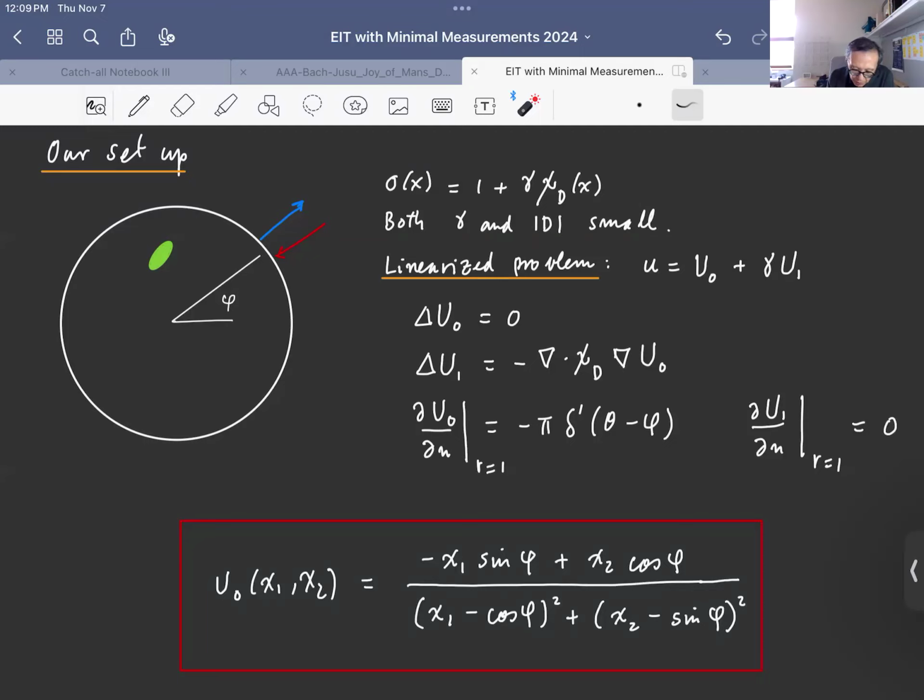And it depends on the location of the dipole, which is the angle phi. Okay. So now we need to choose what we mean by a measurement. So you created this dipole field.